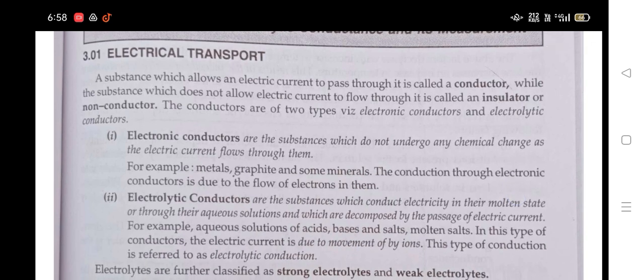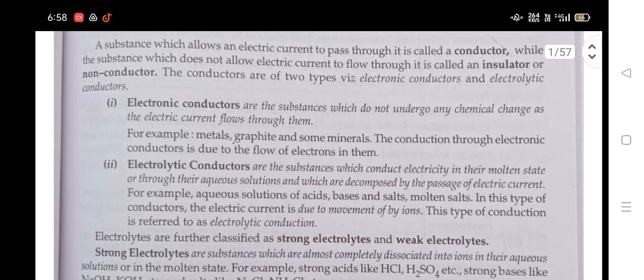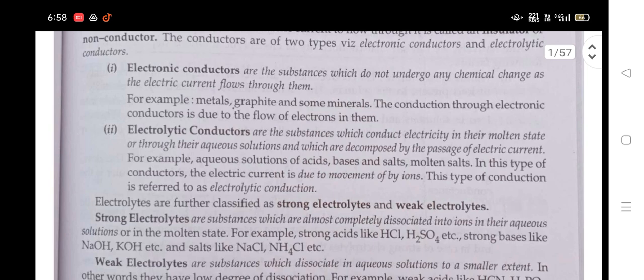First, electronic conductors. Electronic conductors are the substances which do not undergo any chemical change as the electric current flows through them. For example, metal, graphite and some minerals. The conduction through electronic conductors is due to the flow of electrons in them.